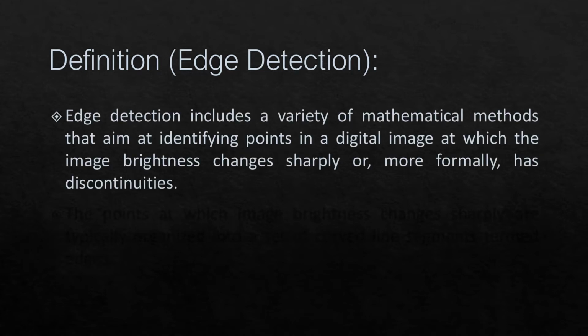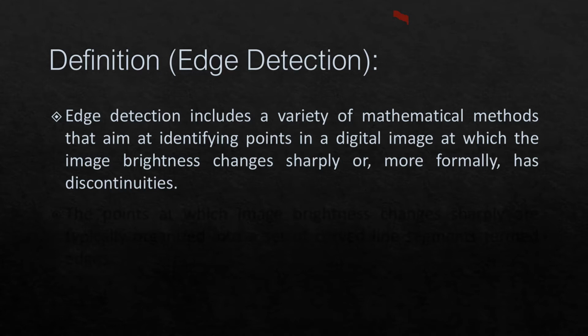Edge detection is nothing complex or a lot of crazy stuff, just a simple way of detecting edges. Though the definition might confuse you because it uses a variety of mathematical methods. It aims at identifying points in a digital image at which image brightness changes sharply, or more formally has discontinuities. This might be scary to hear, but it's nothing. We just need to figure out, at a particular point, when the image sharply falls.